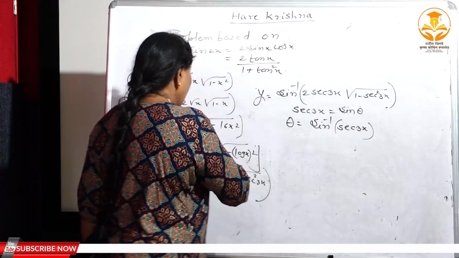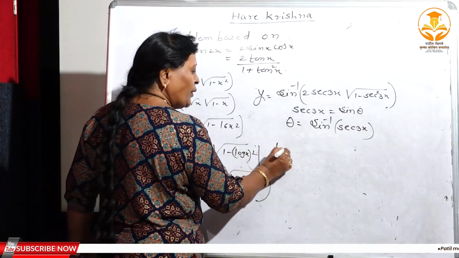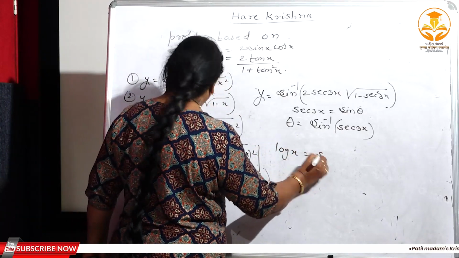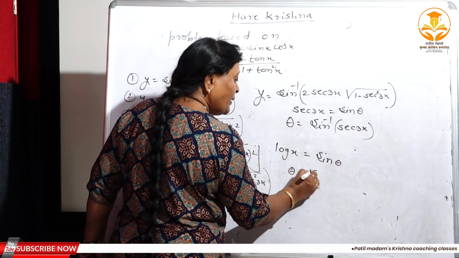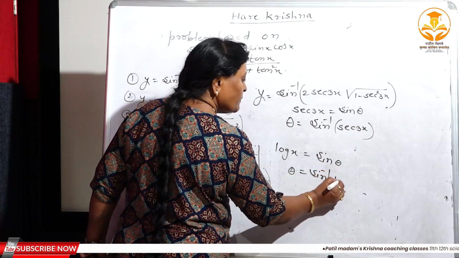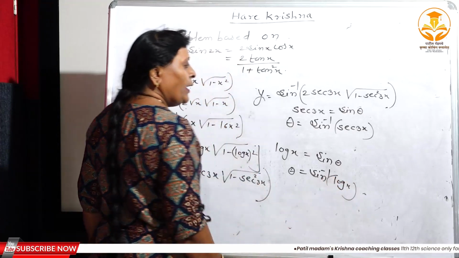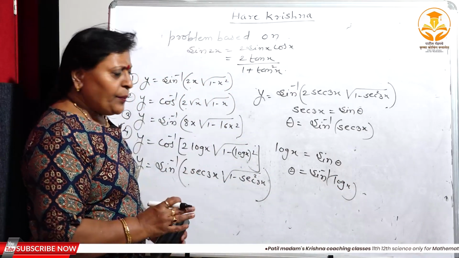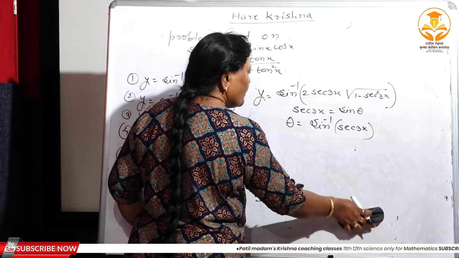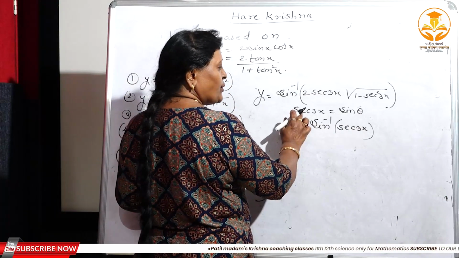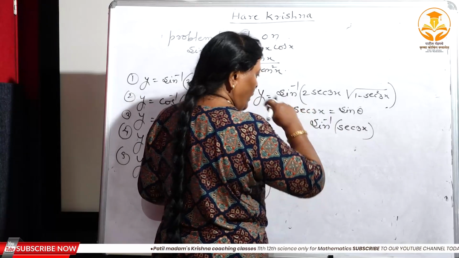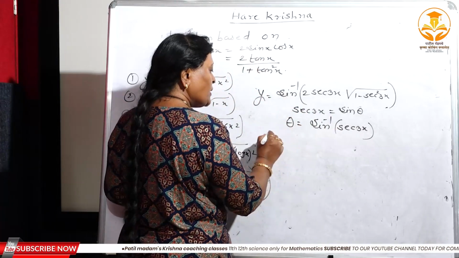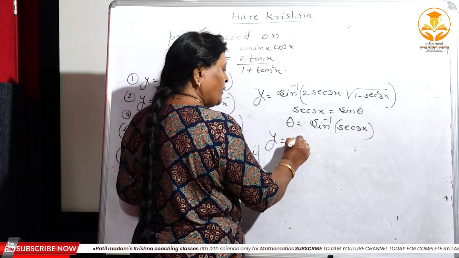Here you can put log x is equal to sine theta, and theta is equal to sine inverse of log x. In this way you can proceed with any problem. Therefore here, if you substitute sec 3x is equal to sine theta, then theta is equal to sine inverse of sec 3x. Now it's very simple again, sine inverse.